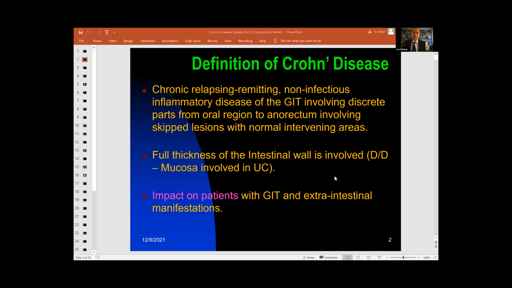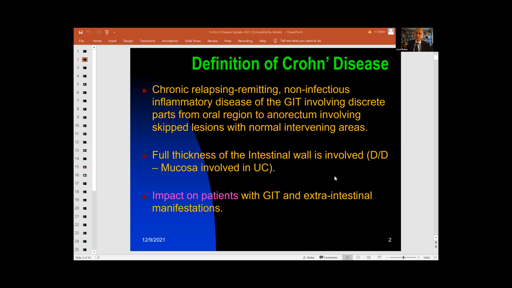So how does one describe Crohn's disease? It is obviously a gastrointestinal disease of an inflammatory nature, which is non-infectious and is characterized by chronic relapses and remissions. And it could occur in any part of the GI tract, starting from the oral region to the anorectum. It can occur in various segments with normal bowel in between, and therefore there would be skipped lesions, which is a characteristic difference between Crohn's disease and ulcerative colitis.